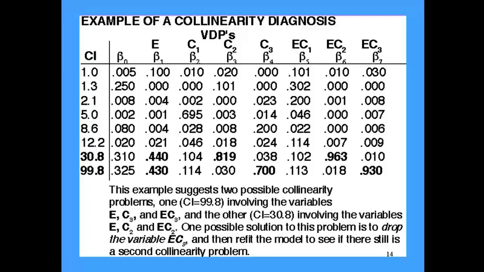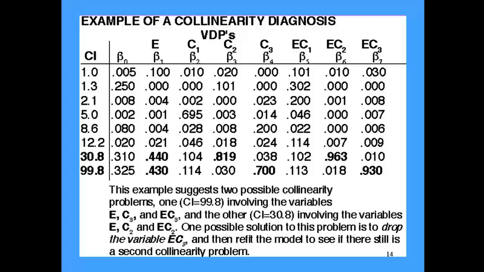Now, if you decided, based on what I just did, that there is a collinearity problem, and it involves these three variables, E, C3, and EC3, what does that mean? Based on what we said about what collinearity is. It means if you had these three variables in the model, they're very strongly related to one another. You put them all in the model, you're getting an unstable model. That's the whole idea of collinearity, okay? So if having those three variables in the model is giving you some instability, what would you do?